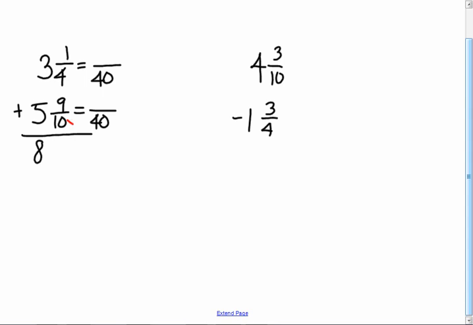Okay, how do you get to 40? 10 times what? 4. That gives me 36. What about this one? 4 times what? 10. Okay, George? Now, we're not subtracting, we're adding. How many do I get when I add 10 and 36? I get 46.